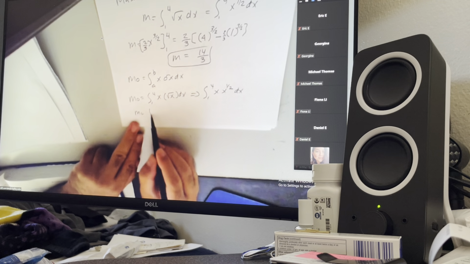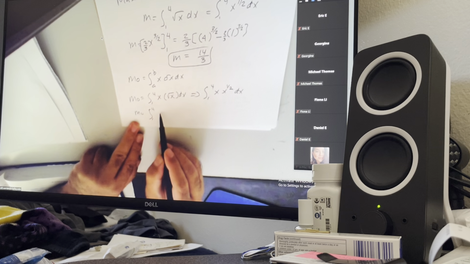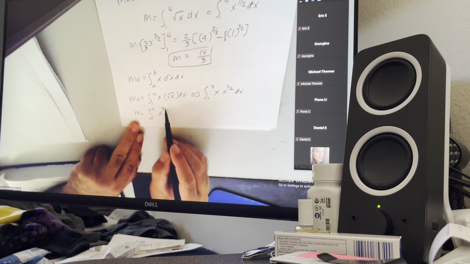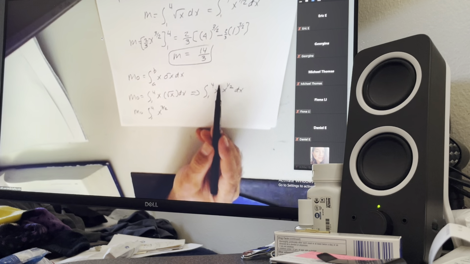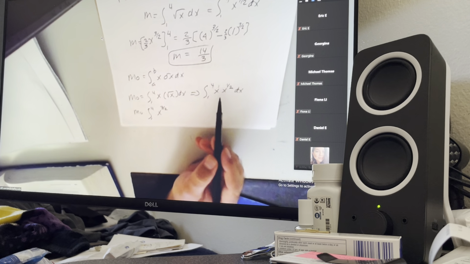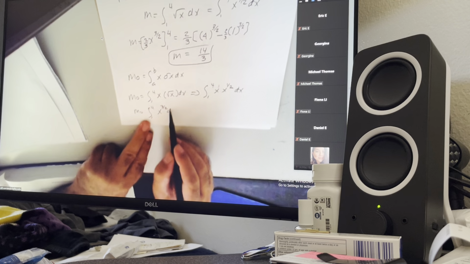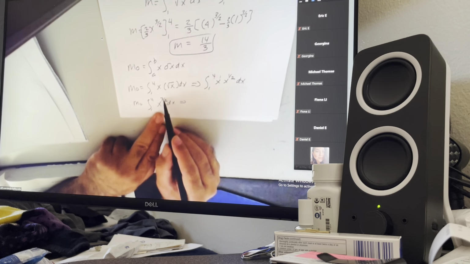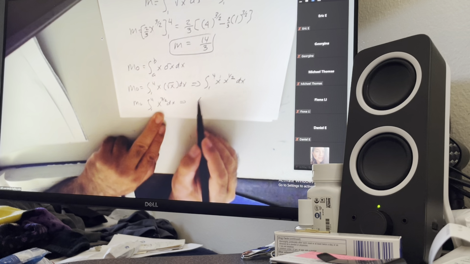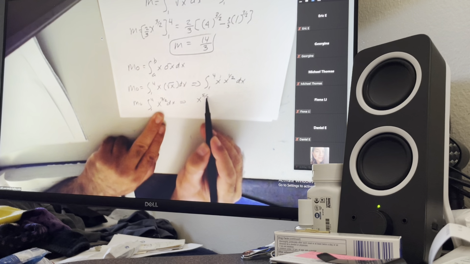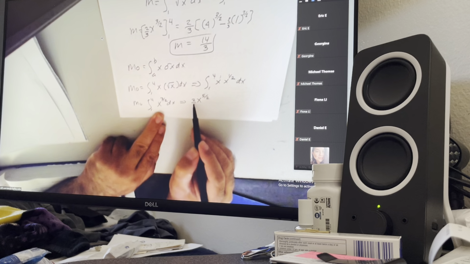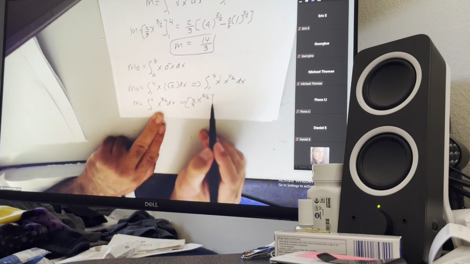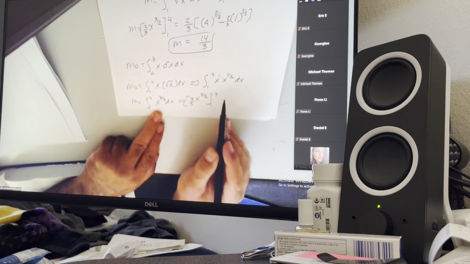So for this integration from 1 to 4, this gives you x to the 3/2. The power is 1 plus 1/2. If the bases are the same, in multiplication, we add the powers. Now we can integrate this. We add 1 to this power, so that gives you x to the 5/2 divided by 5/2, which is 2/5, and that goes from 1 to 4.